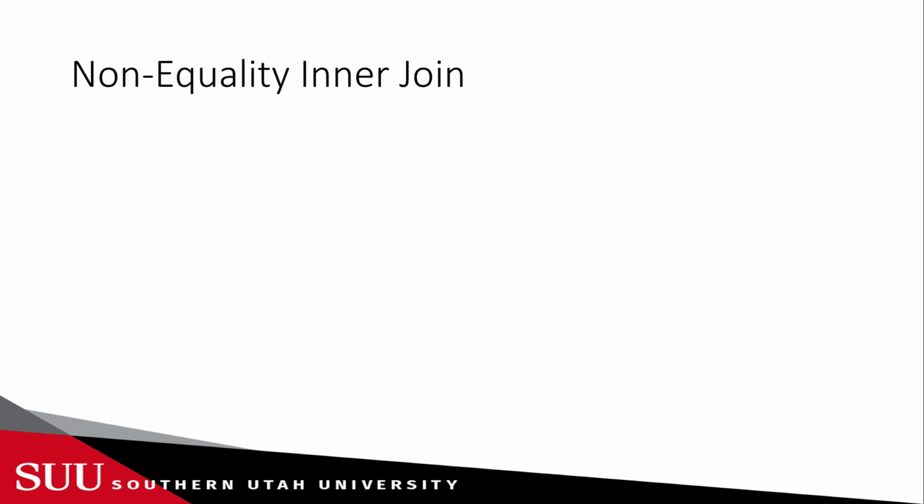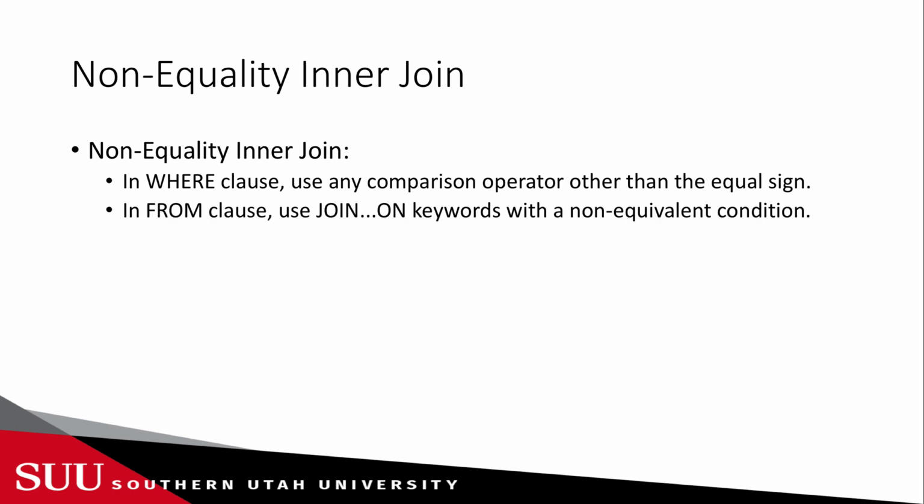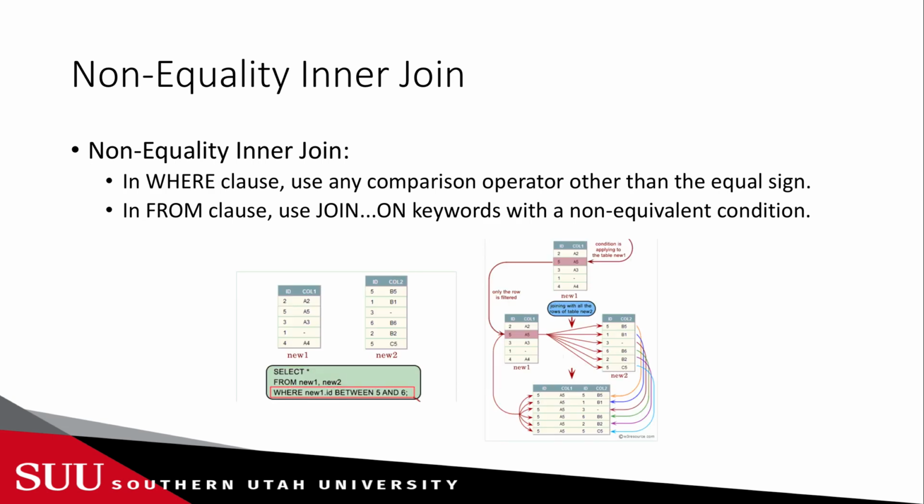Now the non-equality inner join is going to work pretty similar to that, but we will use any comparison operator that is not an equal sign. So we have two ways to accomplish this. Either we go in the where clause and we will use any operator that's not an equal sign, or if we want to use the join keyword, we will use the join on, and then we will provide a non-equivalent condition, so something like between, like this example.